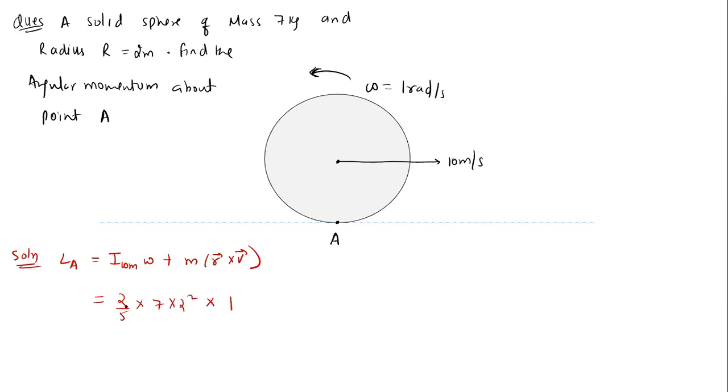Omega is 1. What about the direction of this angular momentum? Is it inside the plane or outside the plane? Outside. Very good, because omega is anti-clockwise. So you curl your finger in the direction of omega, and the thumb is pointing outside. So it should be outside, dot.